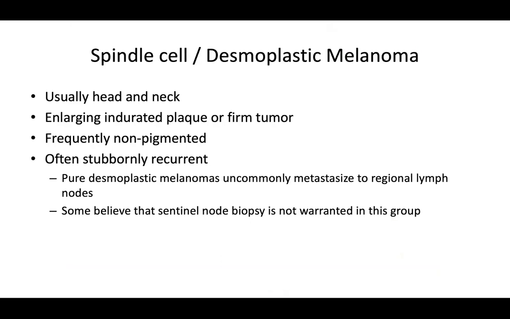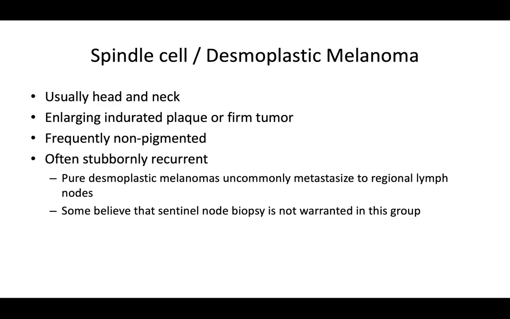Moving on to spindle cell or desmoplastic melanoma. These are often lumped together because sometimes it's difficult to separate the entities because there's such a prominent spindle cell component. The spindle cell or desmoplastic melanomas are usually on the head and neck. They are enlarging indurated plaques or firm tumors. They're frequently non-pigmented, which can make the clinical diagnosis quite challenging. And unfortunately, they're stubbornly recurrent.